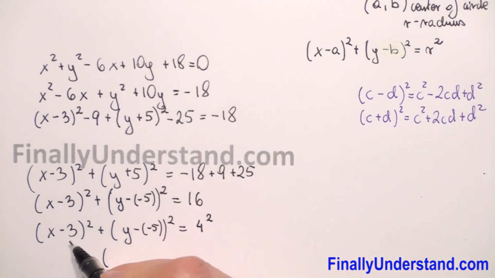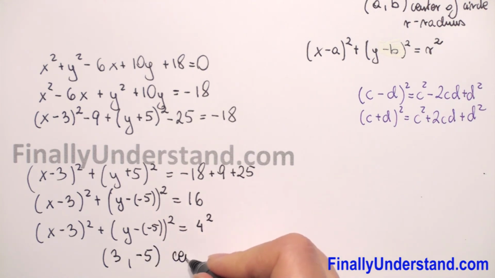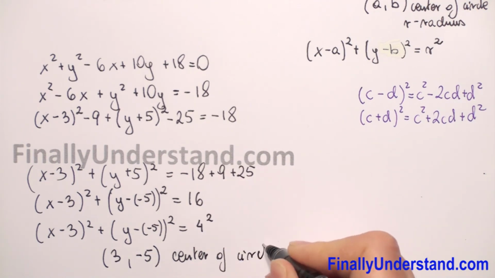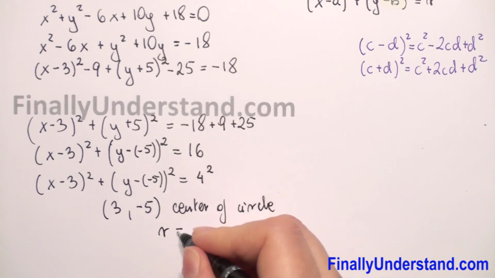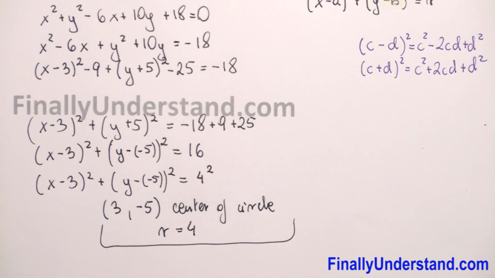The center will be: whatever we subtract from x is the first coordinate, so this is 3, and whatever we subtract from y is the second coordinate. We have negative 5. This is the center of the circle, and r, the radius, is equal to 4. So this is my solution.